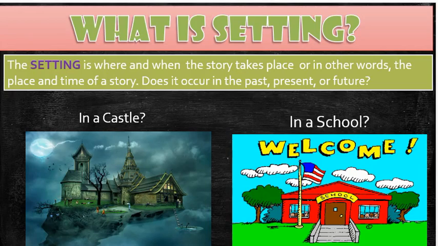The first short story element is setting. The setting is where and when the story takes place, or in other words, the place and time of a story. Does it occur in the past, present, or future? Does it take place in a castle or in a school?